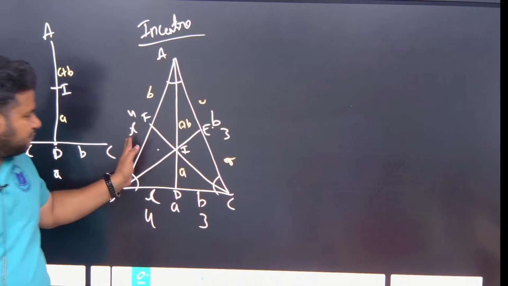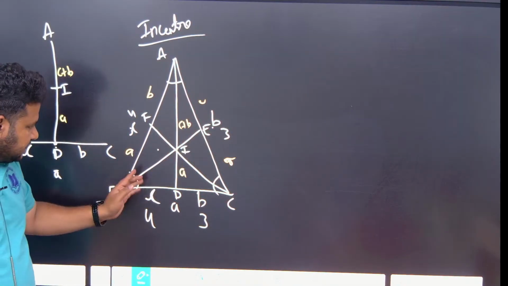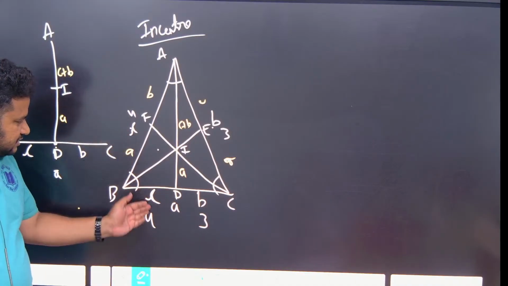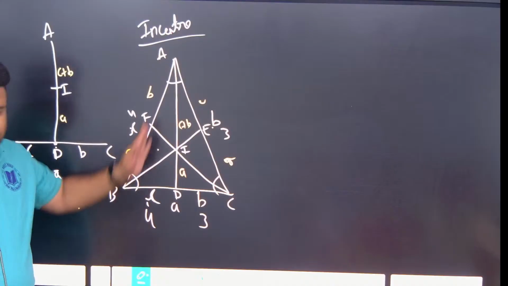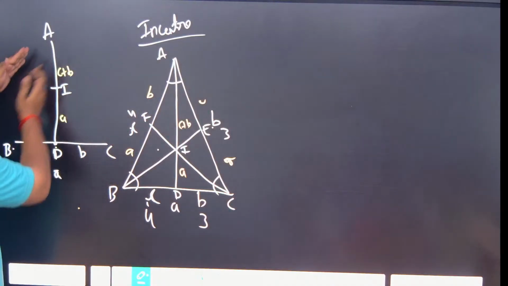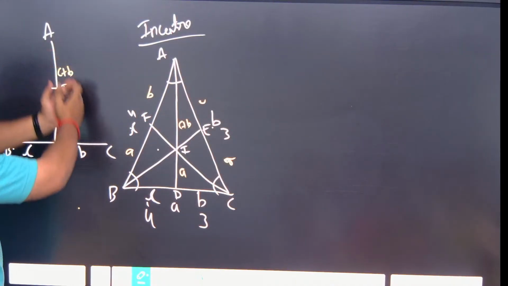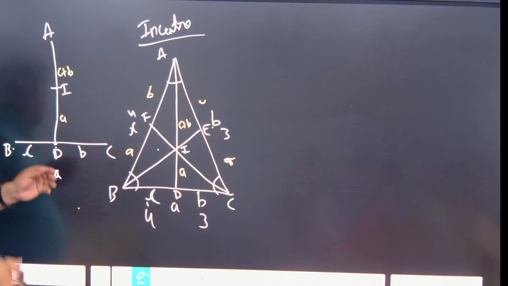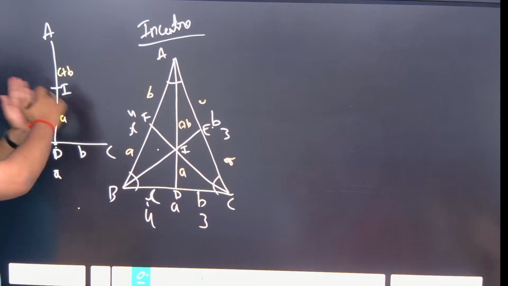Understood? Don't worry about all these things. Just remember this one: it will divide this in the ratio C is to B. This length is to this length. That's all. If you draw a line, this is dividing the ratio this length to this length. If you take this line, this length is to this length. That's all.